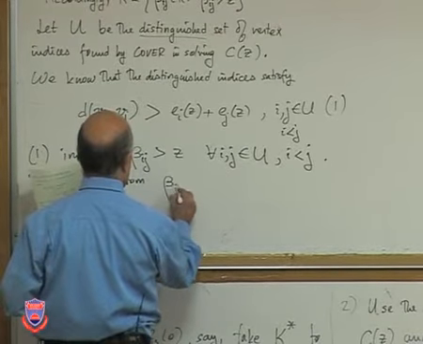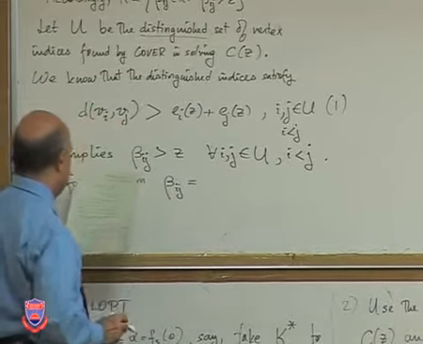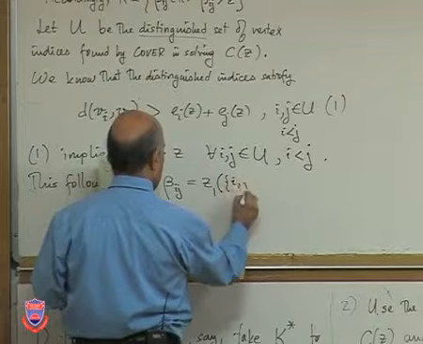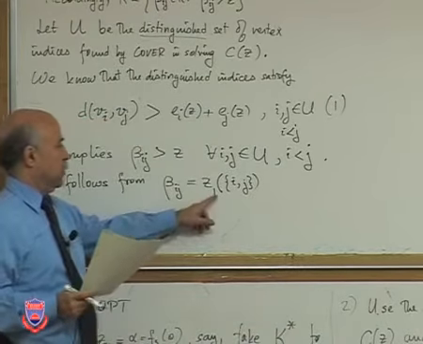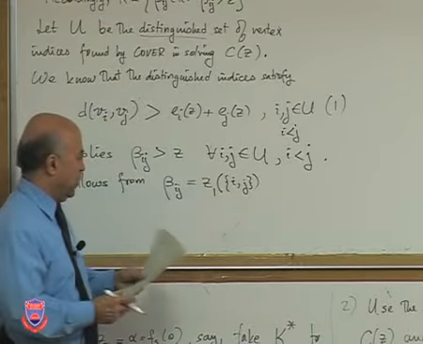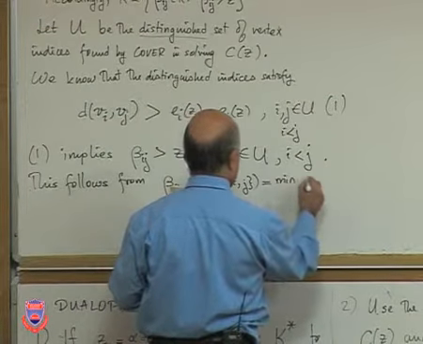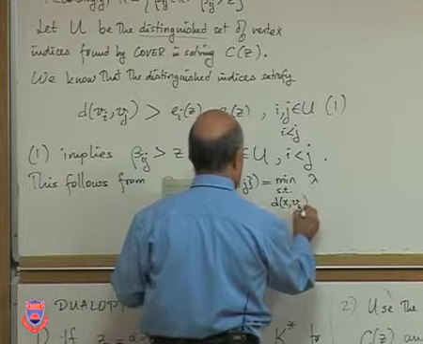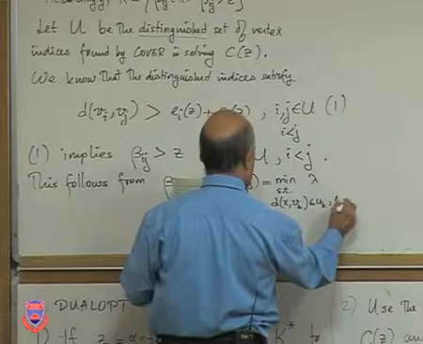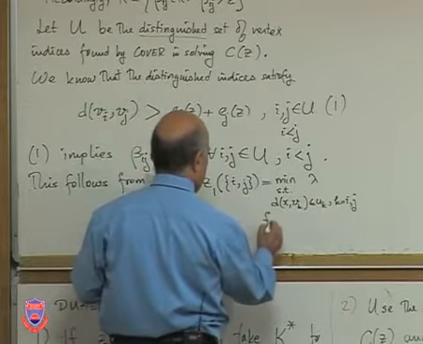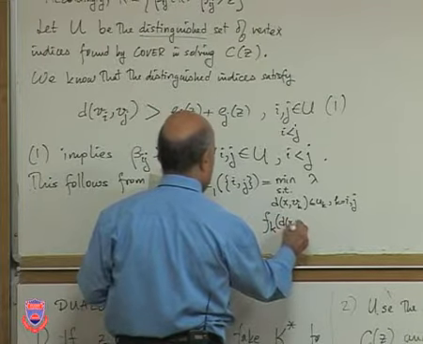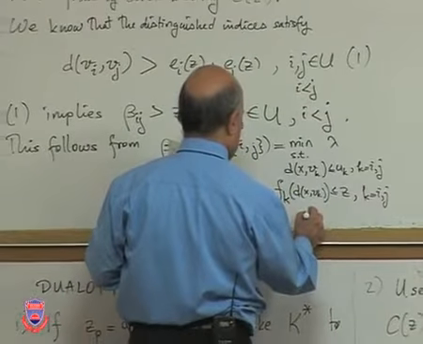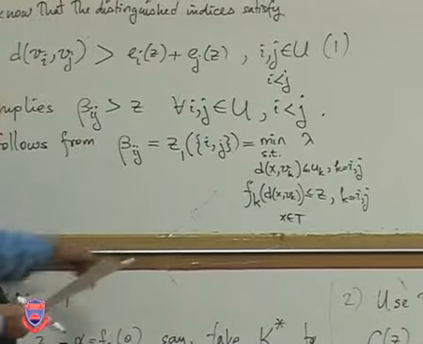This follows from the fact that beta ij, when i and j come from U, it's the z1 value for i and j. It's the optimal one-center solution value, objective value for vertices i and j, which is by definition the minimum of lambda subject to distance x vk less than or equal to uk for k equals i or j, and fk of dx vk is less than or equal to z for, again, k equals i or j. This is the definition of beta ij.